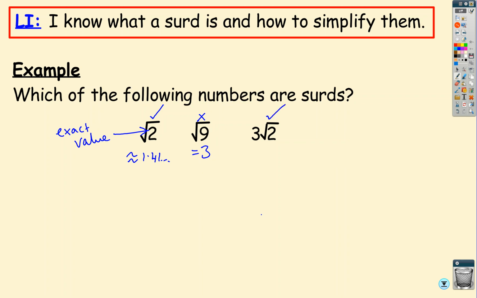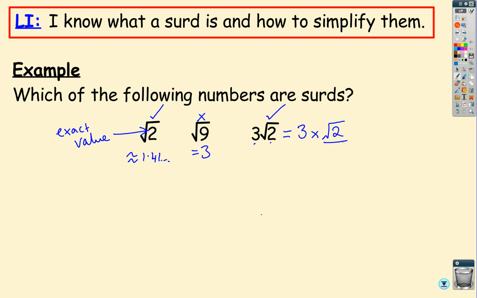that is a surd. And the reason 3 root 2 is a surd, although it's a mixture of a surd and a whole number, is because a handy way to think of this is as a multiplication, 3 times the square root of 2. Now, if square root 2 is an irrational number and is a surd, then 3 times the square root of 2 must be an irrational number 3 times as big. So therefore it is a surd.